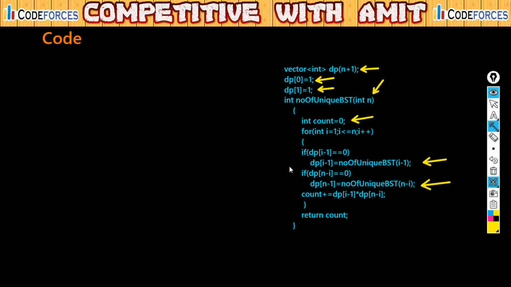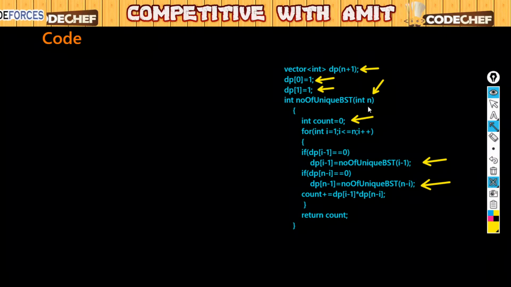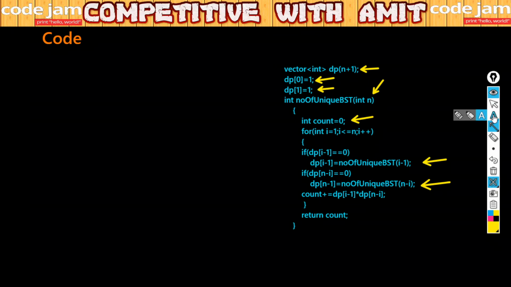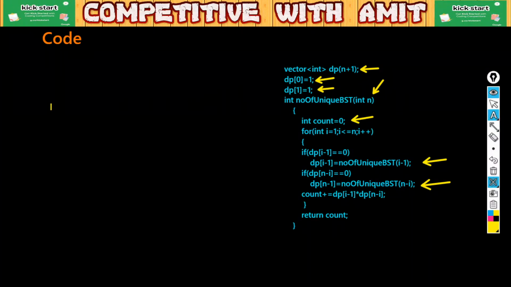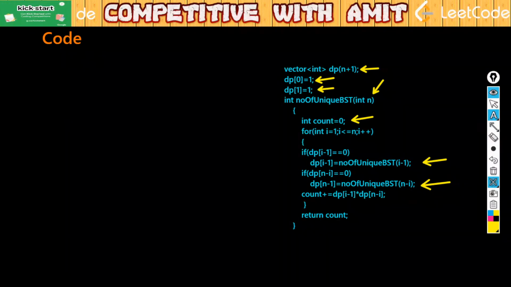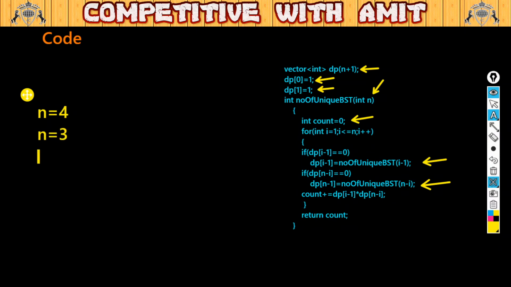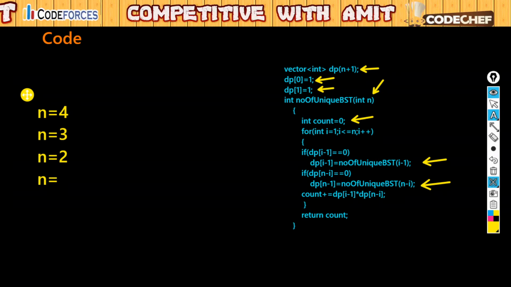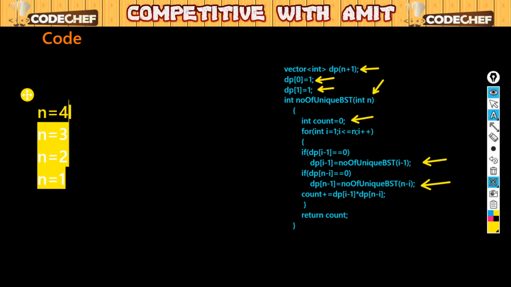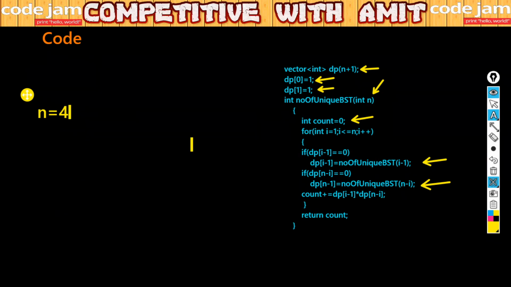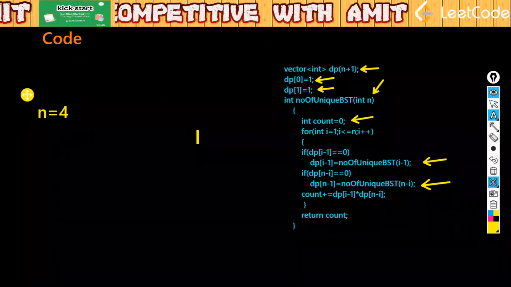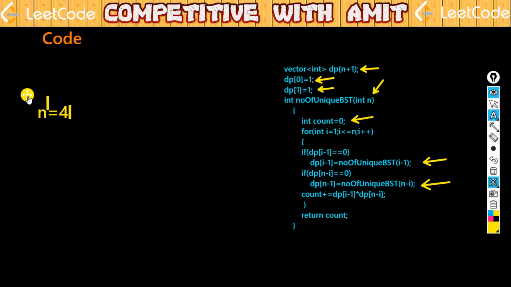Now if you don't want to see that video, I'll explain a bit in this video also. So what I am doing is, if int n is coming, then I am first calculating all its previous values. Suppose n is coming with n equals to 4, so first of all I have calculated n equals to 3, n equals to 2, n equals to 1, and then at the end I have calculated n equals to 4.